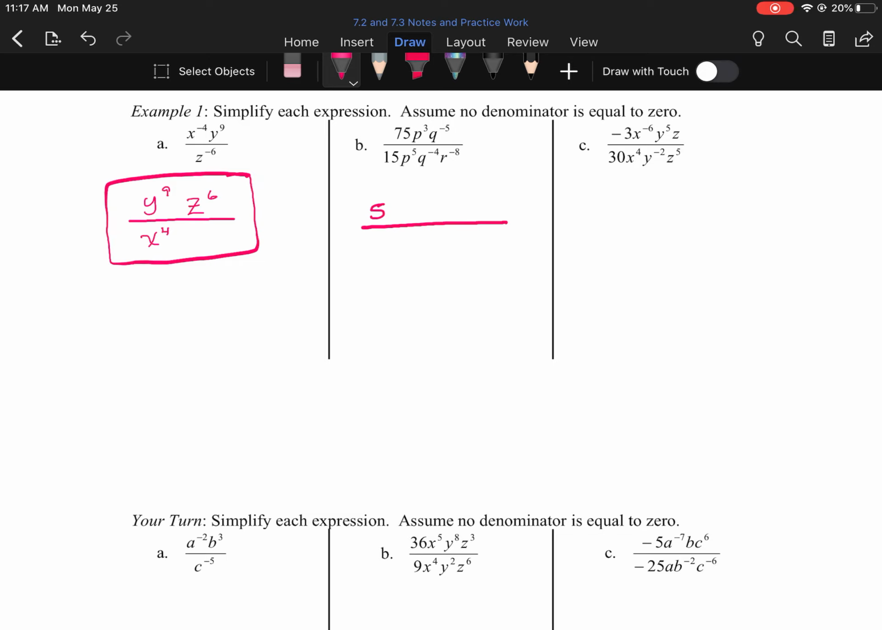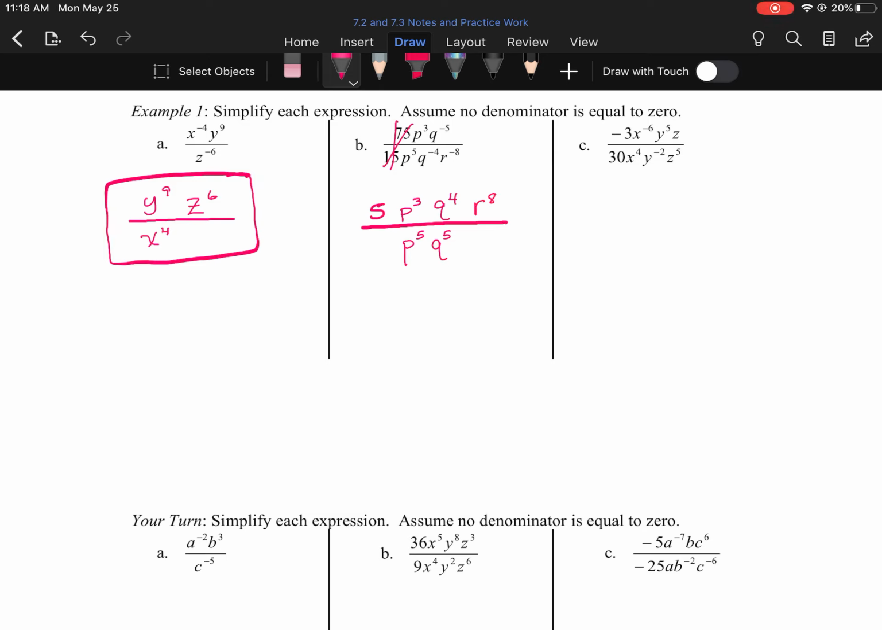So p cubed, that stays in the numerator. Q to the negative 5, that is going to the denominator and becoming positive. I already took care of my 75 and 15. P to the 5th, that's positive in the denominator, so guess what? It's staying in the denominator, positive. Q to the negative 4, that's in the denominator, negative, so I have to move it to the top to become positive. And then R to the negative 8, that needs to be moved to the top and become positive 8.